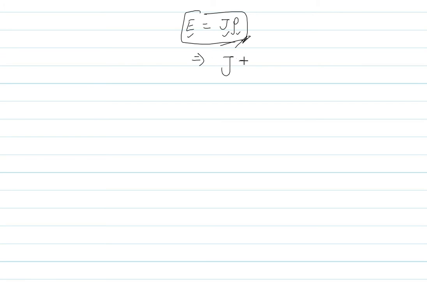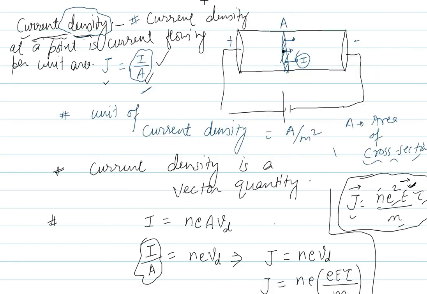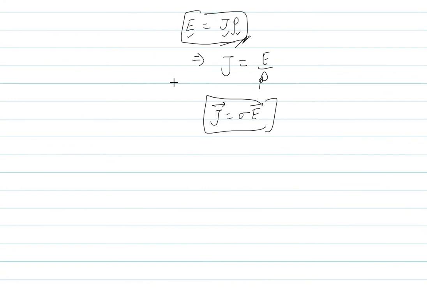You can also write this as J equals E by rho, which can further be written as J equals sigma E. So this also says that J vector and E vector are always in the same direction, right? Student, one more thing, the formula, the concept which I had introduced.